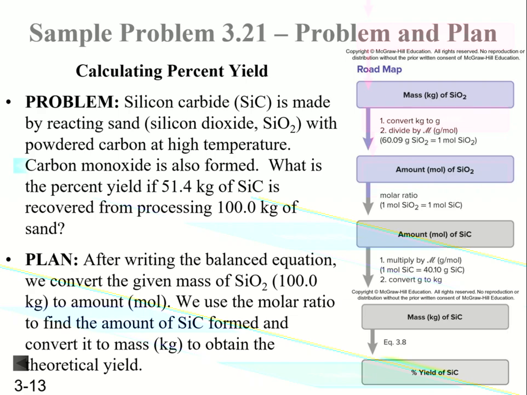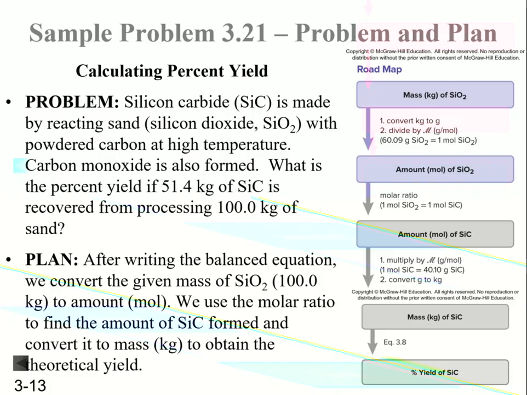So here's our last problem, and this is written out here: silicon carbide is made by reacting sand with powdered carbon at high temperature. Carbon monoxide is also formed. What is the percent yield if 51.4 kilograms of silicon carbide is recovered from processing 100 kilograms of sand?